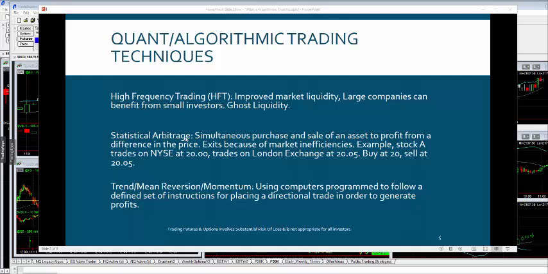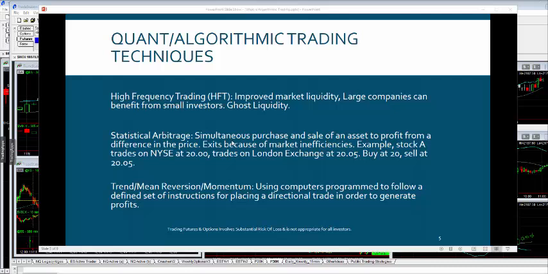Statistical arbitrage is another kind of algorithmic trading technique where people simultaneously purchase and sell an asset to profit from a difference in the price. A real simple example would be if a stock is trading on the New York Stock Exchange at 20 and it's also trading at the same time on the London Exchange at 20.05, then they could buy at 20 and then sell at 20.05 immediately for a 5-cent profit. That's what arbitrage trading is.